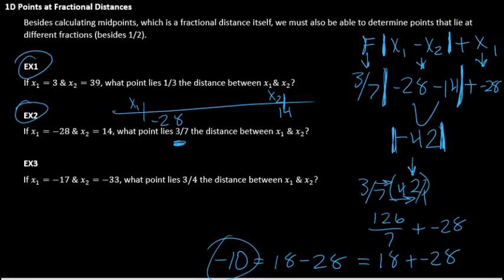Right? So let's try and use common sense here. Our total distance was 42, right? 1/7 of 42 is 6. 6 times 3, because it's 3/7. 6 times 3 was 18. 18 plus negative 28 puts me right at negative 10. So our formula works. I'll go ahead and leave example 3 for you to do on your own in your notes.